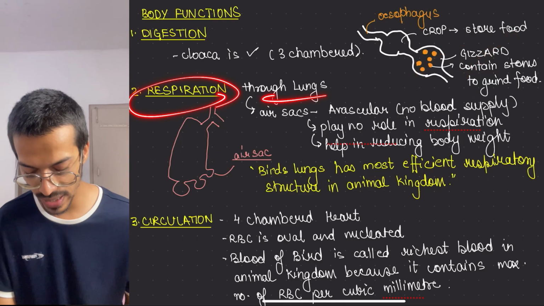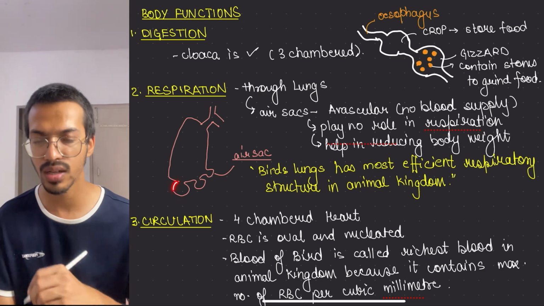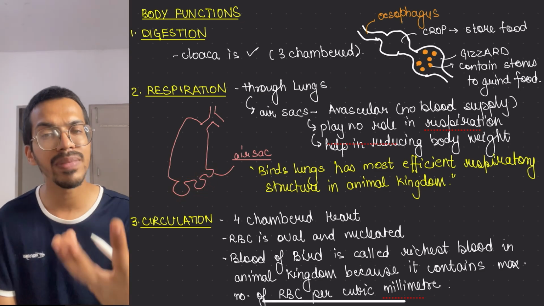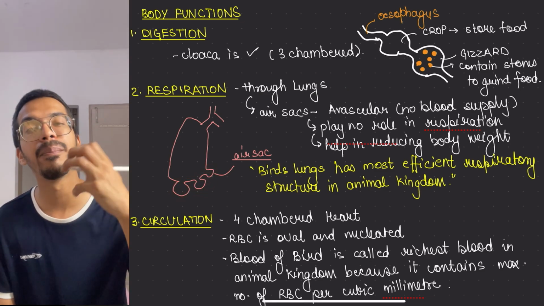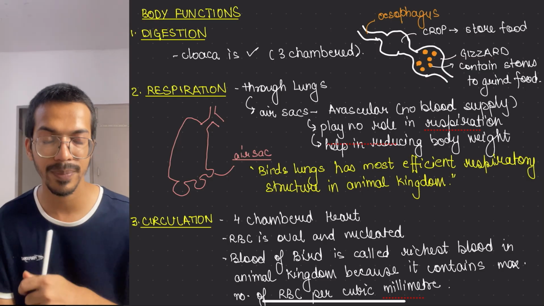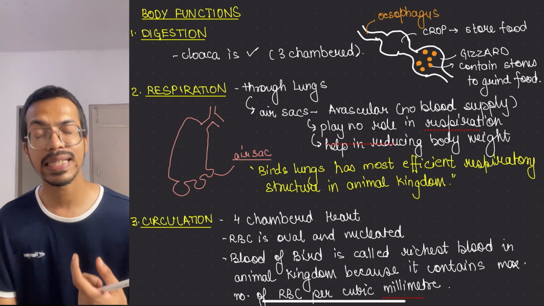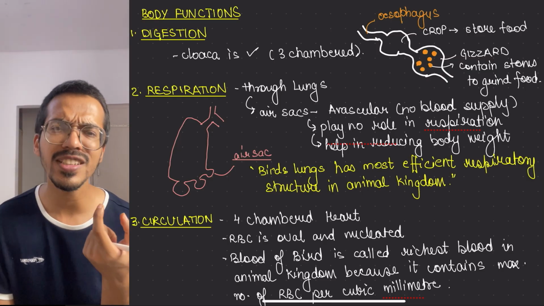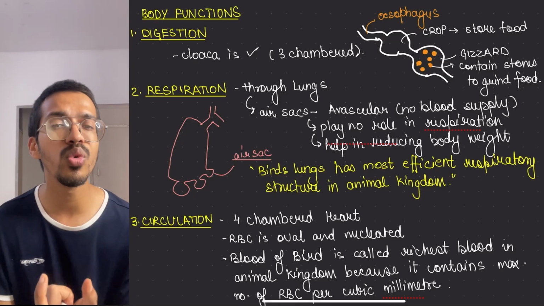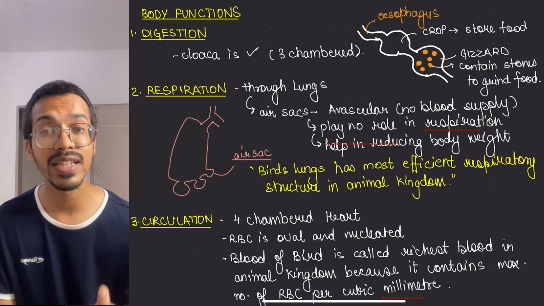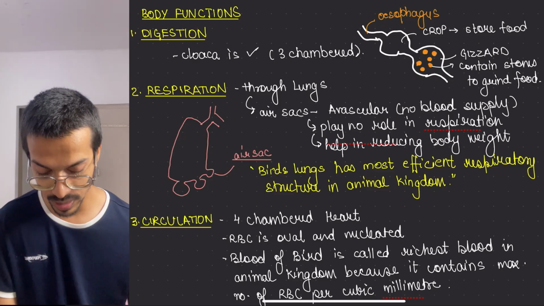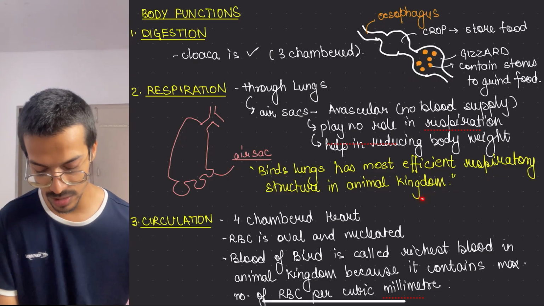Now the lungs have extra air sacs present. They don't help in respiration. They make the body lightweight by keeping more air stored in it. Now this is one thing. The second thing is that their respiratory system is the most efficient, because they utilize oxygen super efficiently. Okay, so it is the most efficient respiratory system.